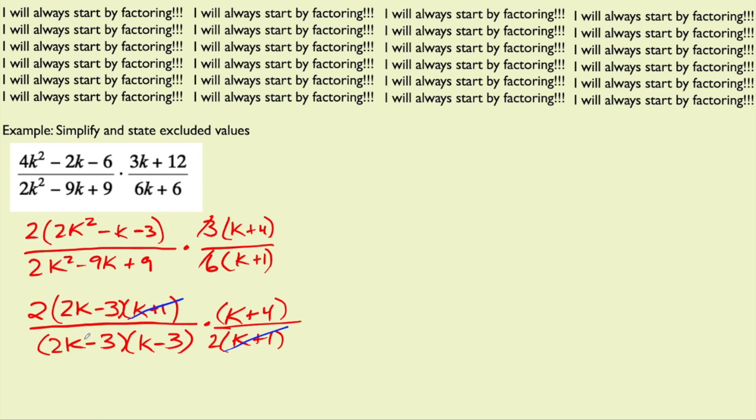We also have a 2k minus 3 and a 2k minus 3. So those we say bye to. I have a 2 and a 2, and we're going to say bye to those because they divide to 1. And so the only thing we're left with is our final answer of k plus 4 over k minus 3. There's our multiplying of these rational expressions.